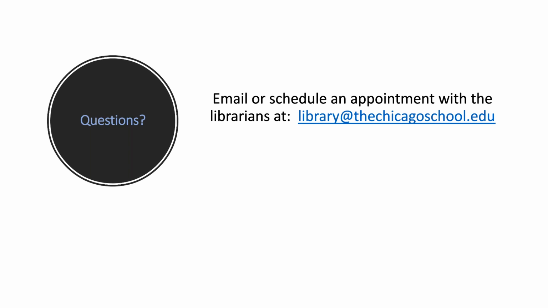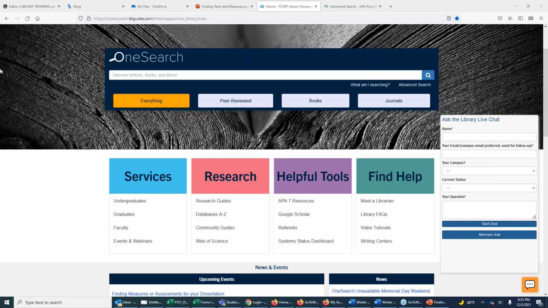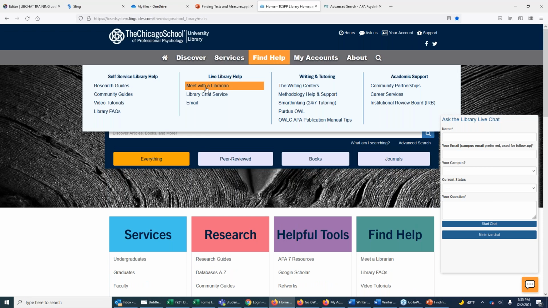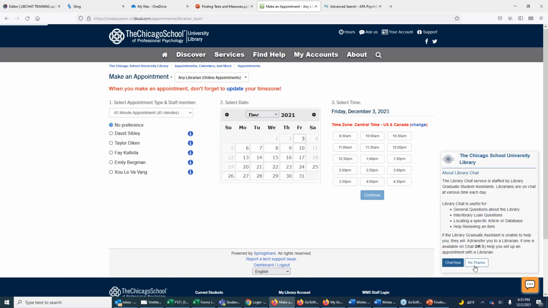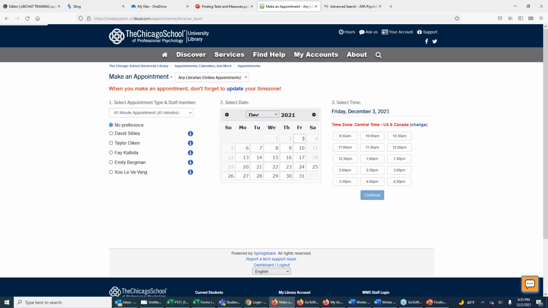I hope this was helpful. Of course, if you have any questions later about any aspect of finding tests or measures, you're more than welcome to email us or schedule an appointment. It's pretty easy to schedule an appointment with a librarian. If you go to the library website, you just have to go to Find Help and then Meet with a Librarian, and then choose the date and time that you want to meet. It's very easy. We use Zoom. We use screen sharing, and generally we're very experienced with helping students both identify tests or measures and find actual tests and measures, or again, obtain permissions.